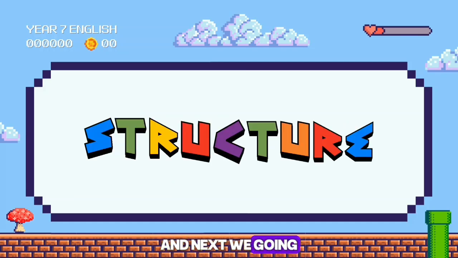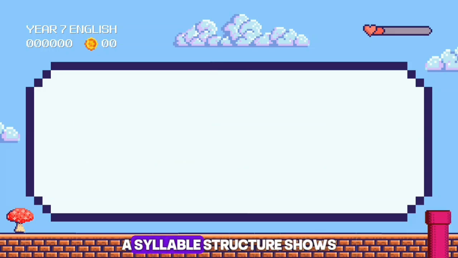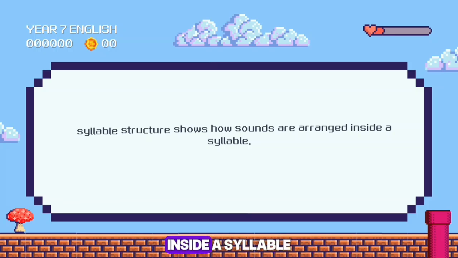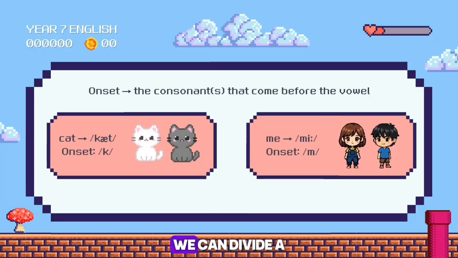And next, we're going to talk about syllable structure. A syllable structure shows how sounds are arranged inside a syllable. We can divide a syllable into 3 main parts. So the first is onset. Onset is the consonant sound that comes before the vowel. In a syllable, the onset is basically the beginning sound. So the onset is how a syllable starts.